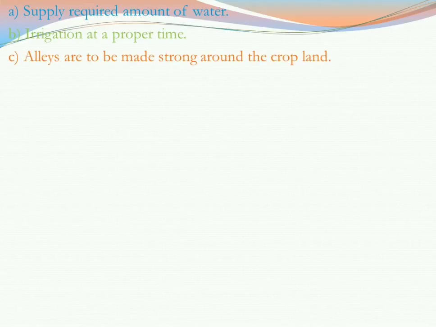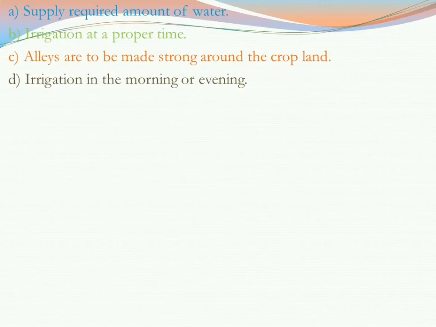Alleys are to be made strong around the cropland, because rats can't make holes in the alleys, and the irrigation water shouldn't go onto other land. That's why we need to make the alleys strong.